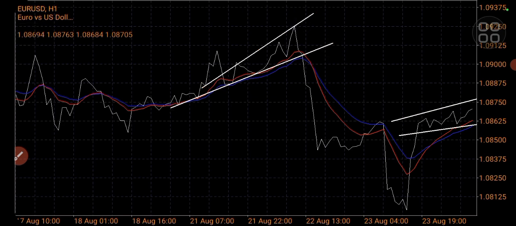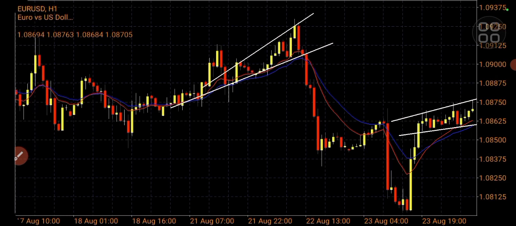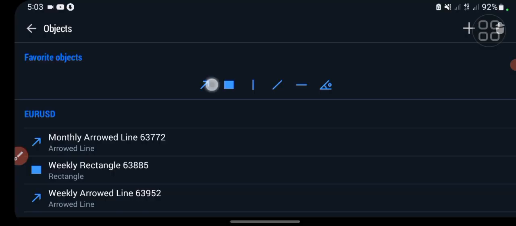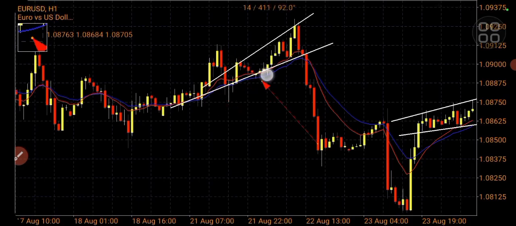Look at this one also. Let me just turn on the chart pattern so that you see. Can you see? It's ranging. After it ranges, then it breaks and it comes back and retraces. After it breaks, it comes back, retraces and drops down.